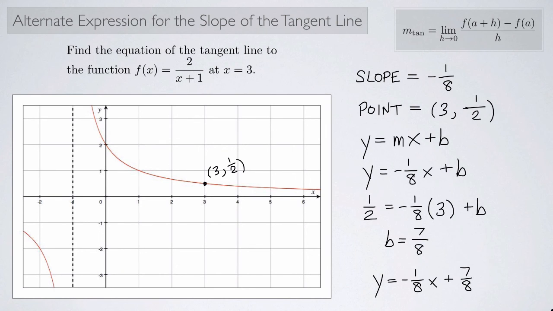So we found an alternate expression for the slope of the tangent line. And sometimes this expression is a little bit easier to work with. So when you're approaching a problem, when you have to find the slope of a tangent line, take a look at both expressions and see which one makes the most sense to use for that problem.